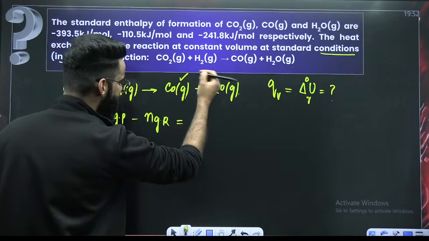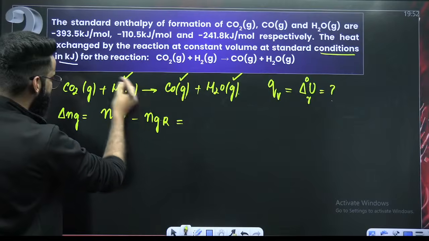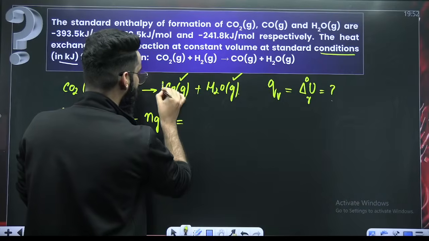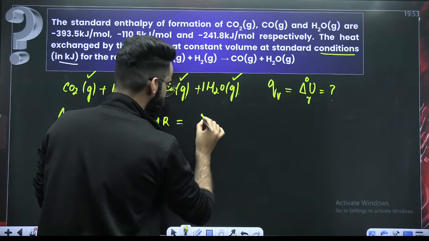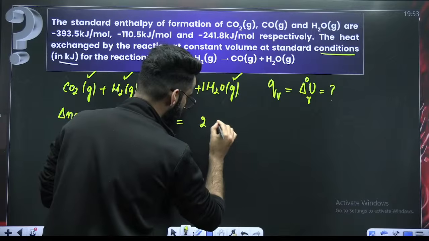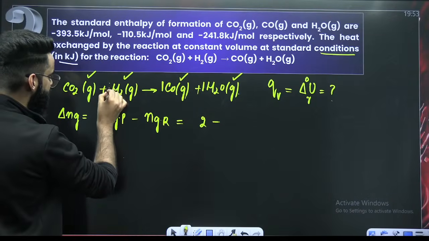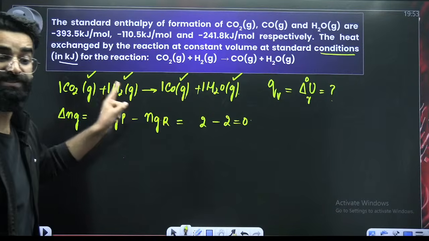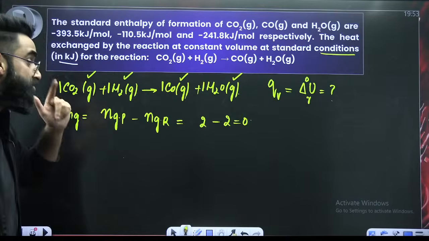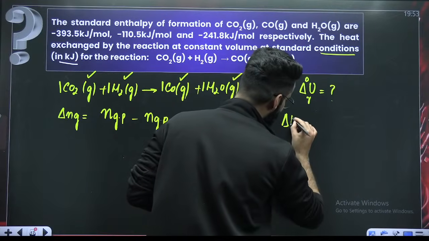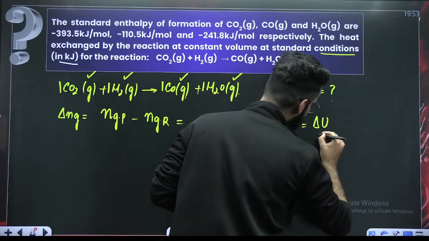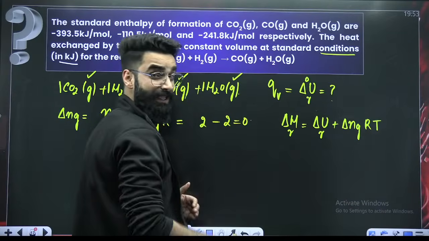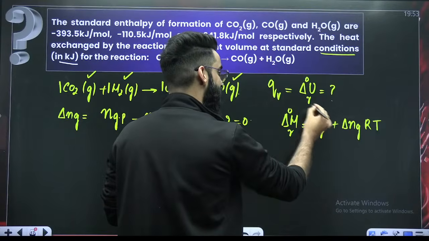Now, this is the gaseous product, this is the gaseous product, this is the gaseous reactant, this is the gaseous reactant. Number of moles of gaseous products: 1 plus 1, that makes it 2. Number of moles of gaseous reactants: 1 plus 1, that's 2. So 2 minus 2 is 0. So my dear students, this is the reaction whose delta Ng is 0. If delta Ng is 0, you know delta H is equal to delta U plus delta NgRT, and if you want to write it under standard conditions, you can write it too.